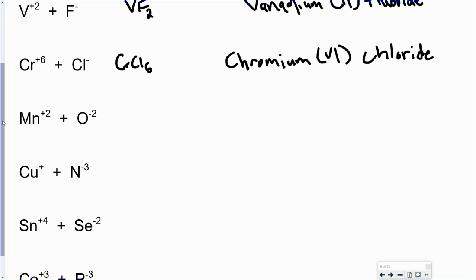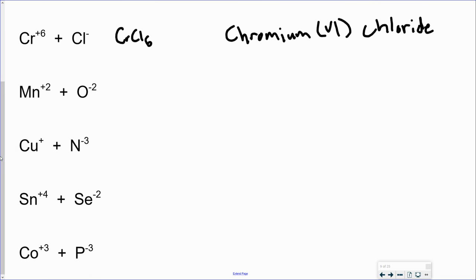All right, so the next ones that I want to do, I'm going to show you one more. I'm going to show you this one, and then I'm going to have you guys do this one on your own and this one on your own. So with this, the 2 and the 2, what happens is you could put Mn2O2 initially, but what's going to happen is those 2's will cancel each other out, and you're going to get MnO.